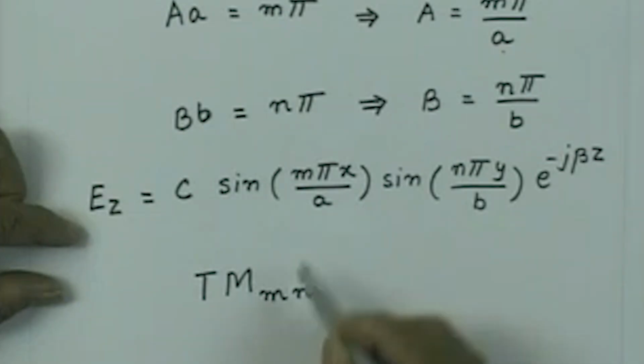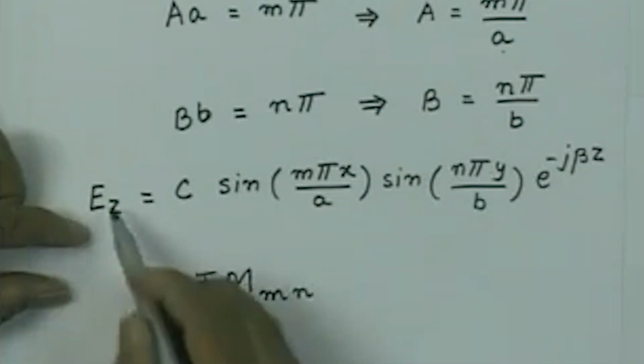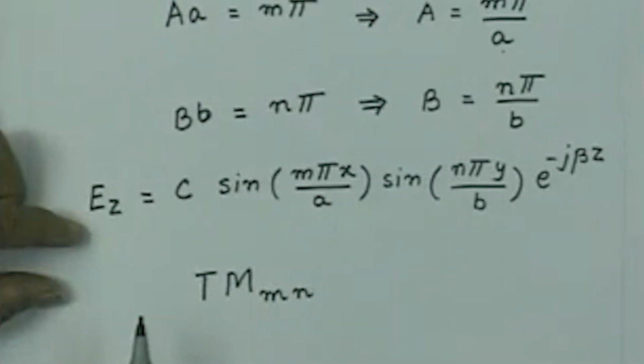Also, we will note that when any of the indices goes to 0, then again this field goes to 0. Hz is already 0 for transverse magnetic. If Ez also goes to 0, then all the fields will identically go to 0, because H is not equal to 0. That is what we have to show. So, first let us show that for this mode H is not equal to 0.